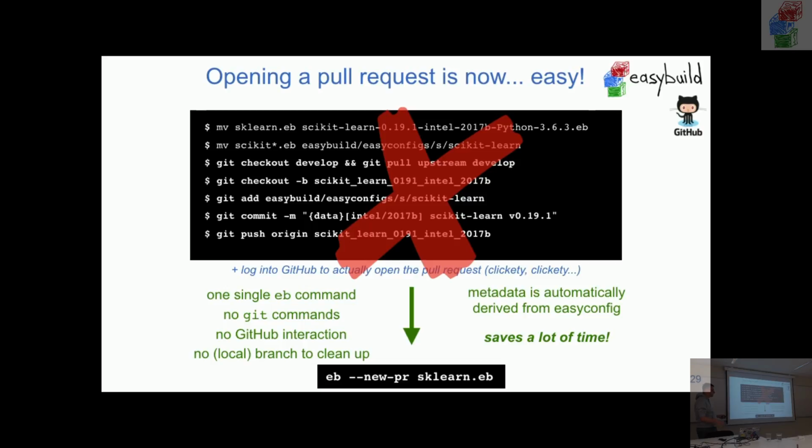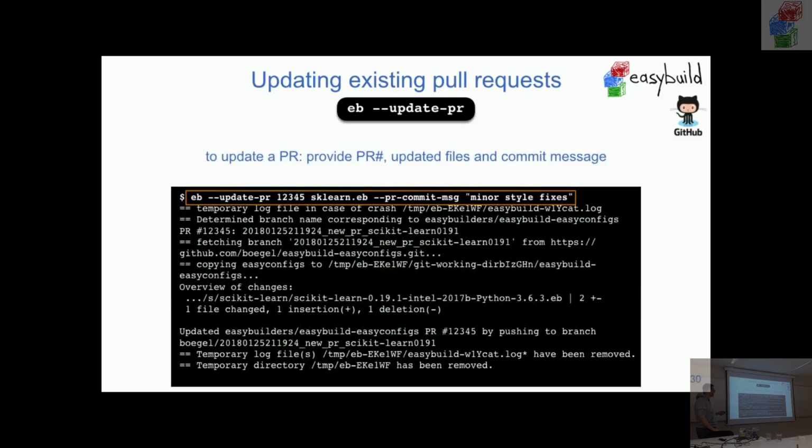Another benefit is it creates a local branch on your system, but in a temporary directory, and as soon as new PR completes, it's cleaned up. So you don't even have a local branch to clean up in your clone of the easyconfigs repo, so that's very useful. And even for people that are used to Git and GitHub, it saves a lot of time. It's a single command, it does everything for you, and less stuff to clean up afterwards.